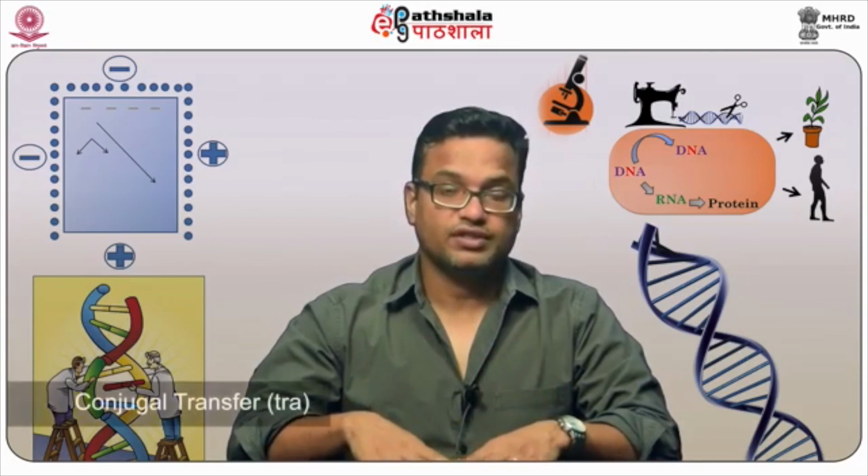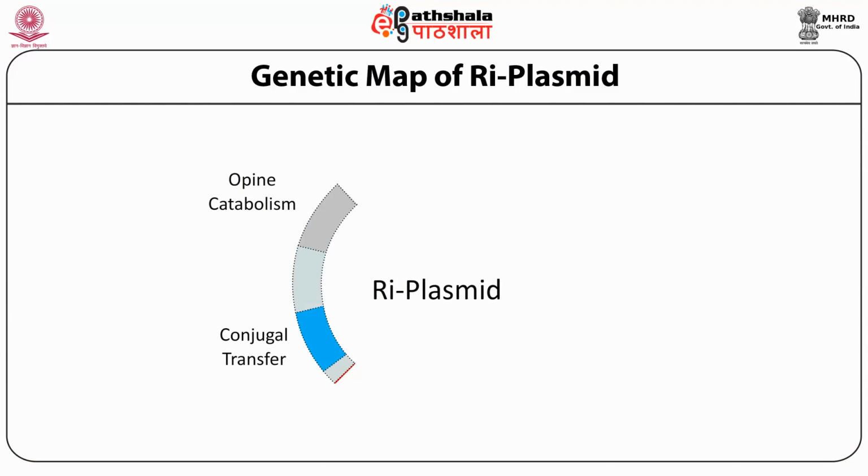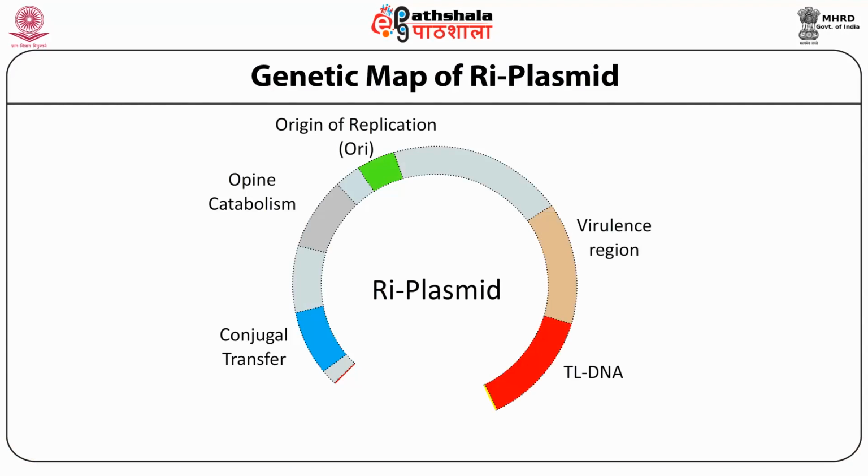The Ri plasmid also contains an origin of replication that allows its replication inside the agrobacterium, and also has a gene for conjugal transfer. Here is the genetic map of a Ri plasmid, and as I mentioned in the previous slide, it contains an origin of replication which allows it to replicate inside the agrobacterium. It also contains an opine catabolism gene, conjugal transfer gene, and virulence region. All these regions are similar to what we see in the Ti plasmid.